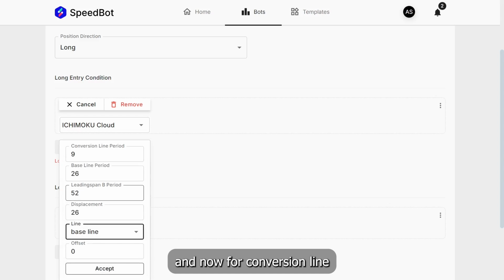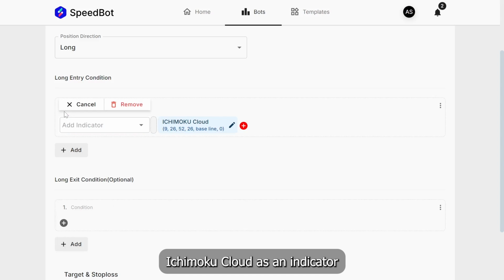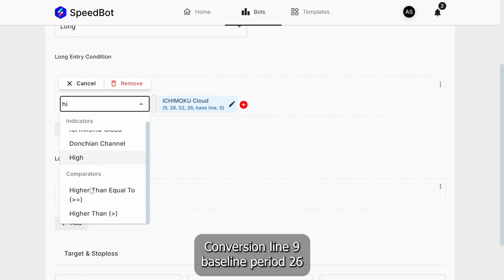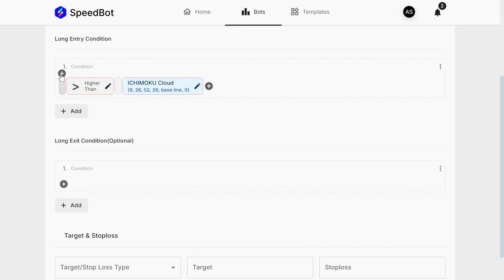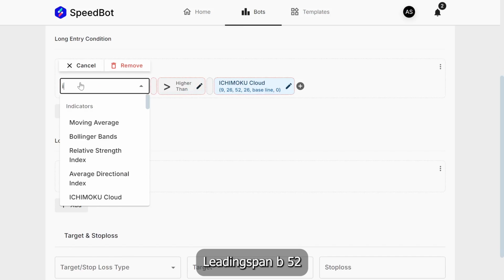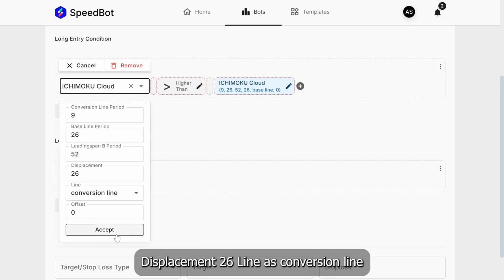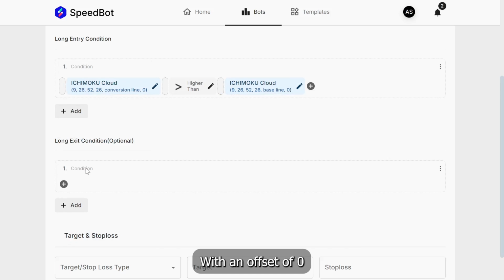And now for conversion line. Ichimoku Cloud as an indicator. Conversion line 9. Baseline period 26. Leading span B 52. Displacement 26. Line as conversion line, with an offset of 0.